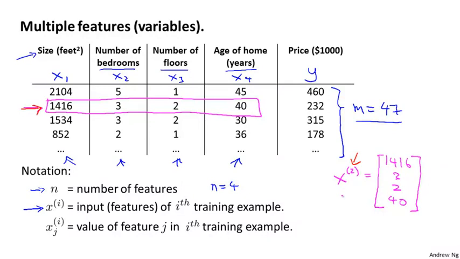With this notation, x superscript i is now a vector, and so I'm also going to use x superscript i subscript j to denote the value of feature number j in the ith training example. So concretely, x superscript 2 subscript 3, let's say, would refer to feature number 3 in this vector, which is equal to 2. Right? So x superscript 2 subscript 3 is going to be equal to 2.